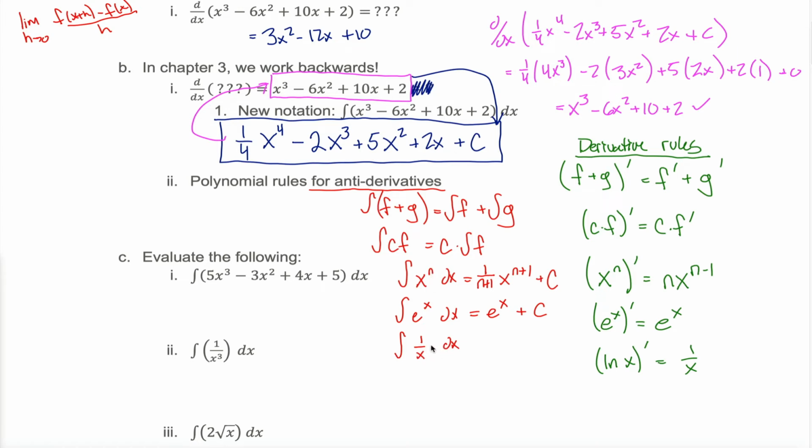So what do I do in this case? Well, I think about this example. If the derivative of natural log of x was equal to 1 over x, then the antiderivative of 1 over x must be equal to the natural log of x. Technically, I should tack on a constant.